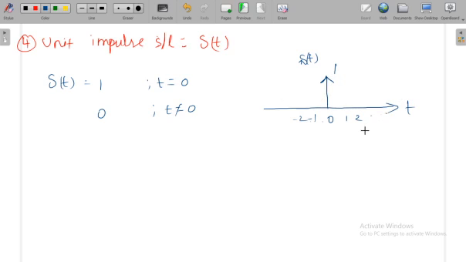Say for example, when you are using kickstart for the bike, suddenly you are creating the impulse. You are not giving any force to that kickstart. Suddenly when you want to start the bike, you are giving some kick. Then after that you are leaving that. That's an example for unit impulse.